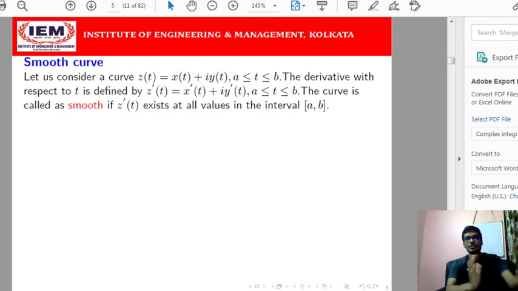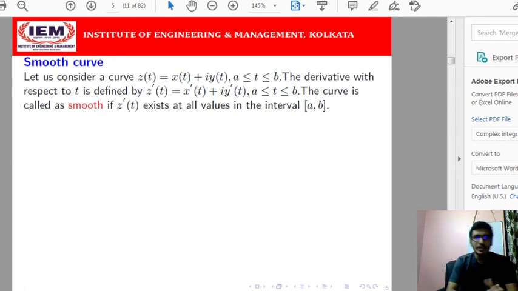Now what do you mean by a smooth curve? Whenever we are defining a curve, what is the significance of the tangent on that curve? The significance of the tangent is that in that curve I can provide some direction. That is the physical significance. If I can provide the direction at a particular point, that is nothing but the tangent. And by the derivative we find the slope of the tangent.